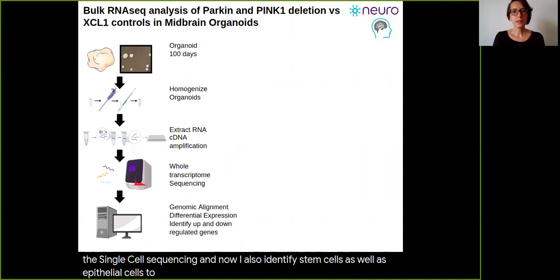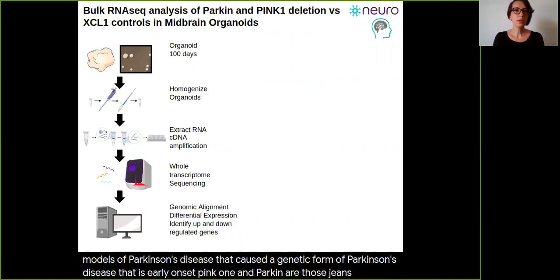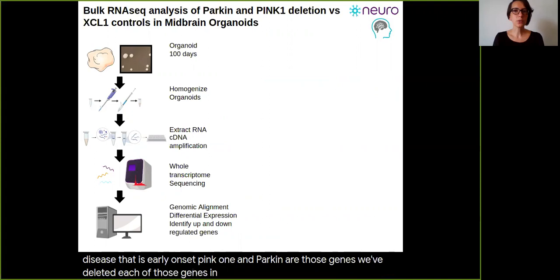To understand the disease pathology, I'm using two models of Parkinson's disease that cause a genetic form of Parkinson's disease that is early onset. PINK1 and Parkin are those genes. We've deleted each of those genes in a control cell line and created midbrain organoids from these genotypes.